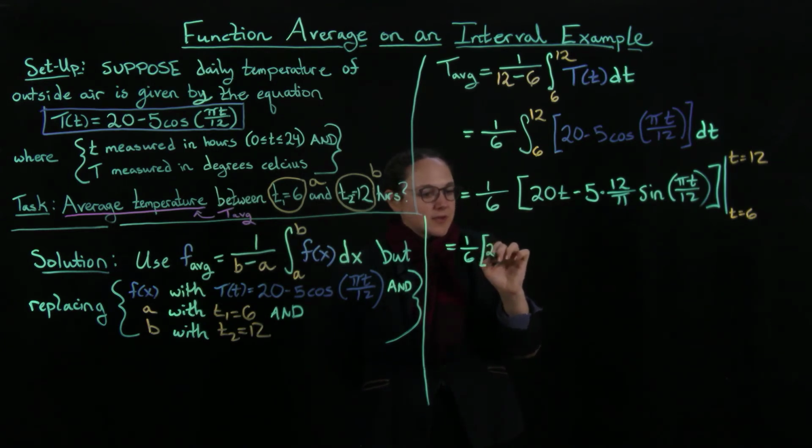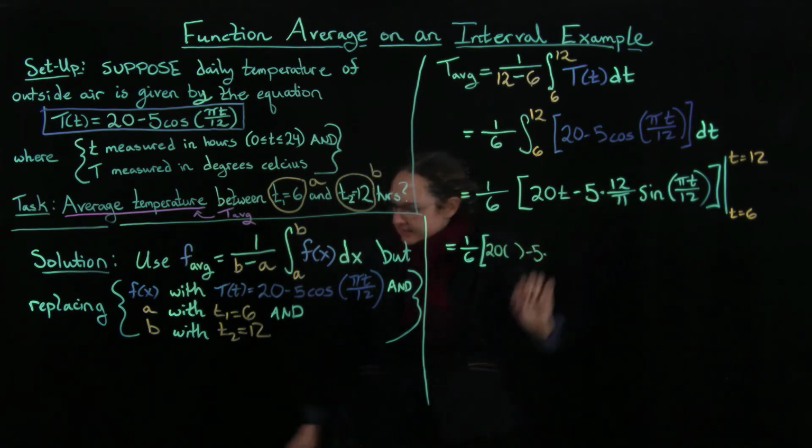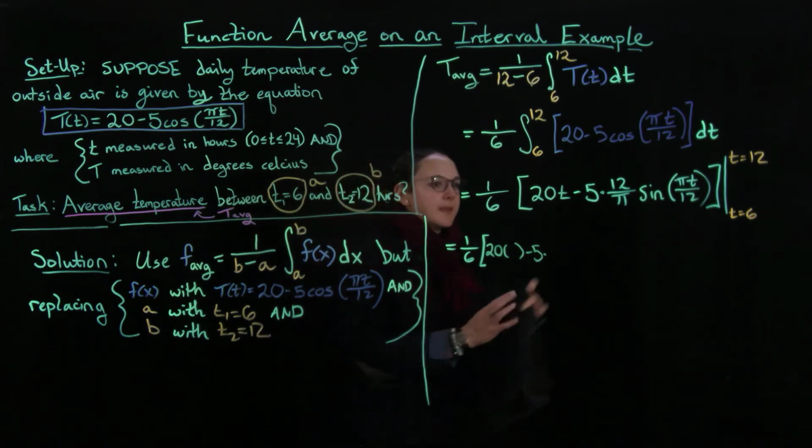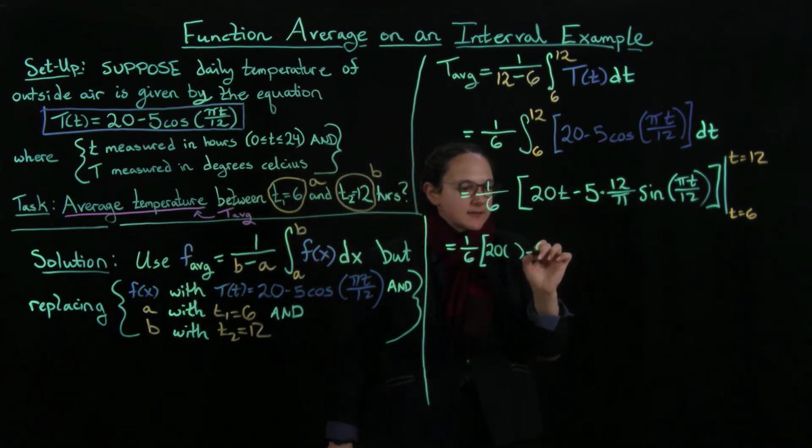Okay, so I would do 20, and then I would just put parentheses there, minus 5. Okay, I'm actually going to multiply these here just to save us a little bit of room. So we know that 5 times 12 is 60, so I can write 60 over pi.